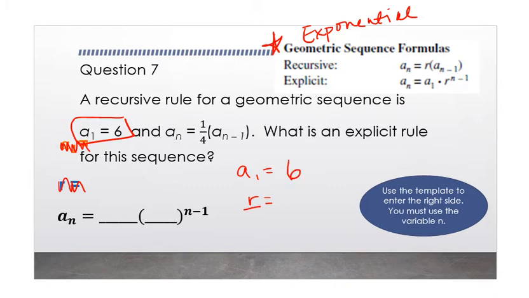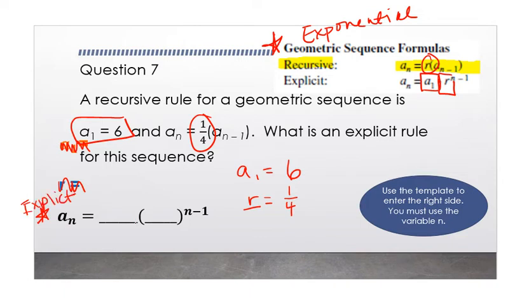If you look at the recursive formula from our formulas up here, notice that the number out front of the parentheses, that is my r. That's my ratio. My common ratio is 1/4. Since I have those two values, I can go ahead and plug them in to my explicit rule, which is what I want to do right here.